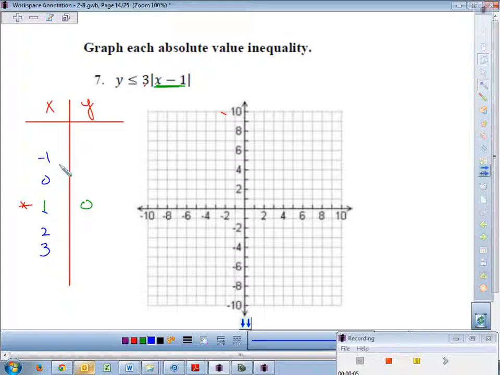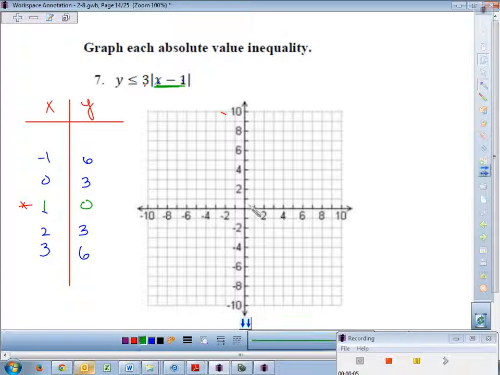Cool. Let's substitute those in. We only have to do half of them based off the symmetry, correct? So if we put 2 in, 2 minus 1 is 1, take it times 3, and what do you get? 3. If we put 3 in, you got to do 3 minus 1, which is 2, and the absolute value of that is still 2. Take it times 3, what do you get? 6. What's this guy going to be right here? 3. This guy's going to be a 6.